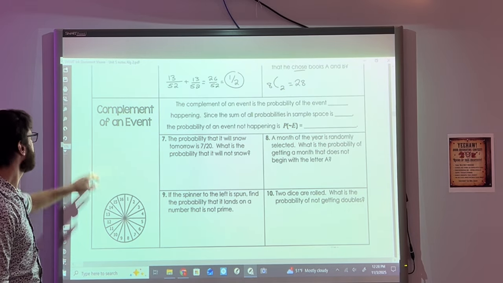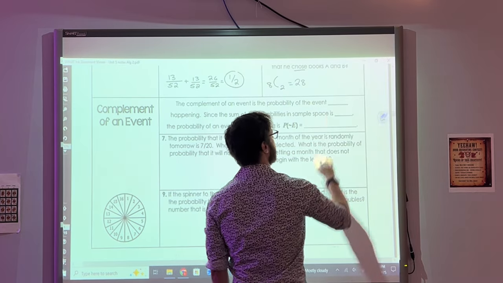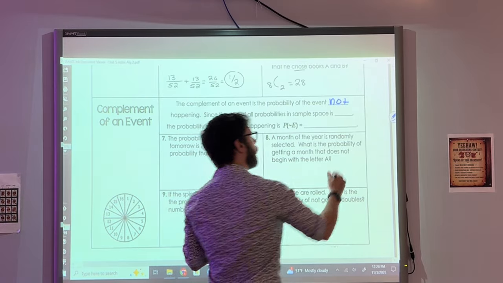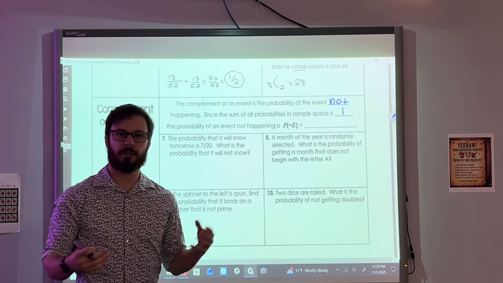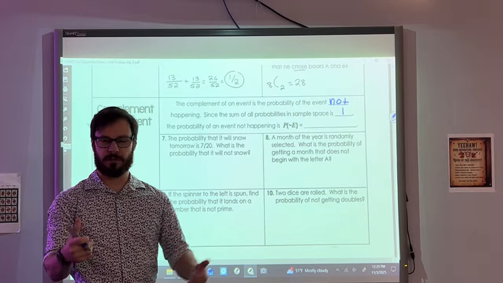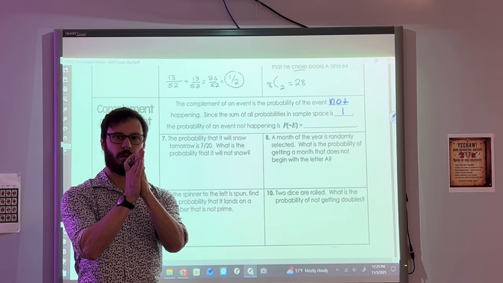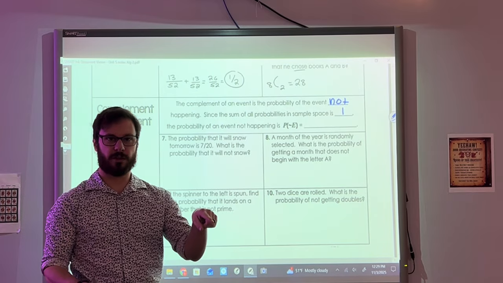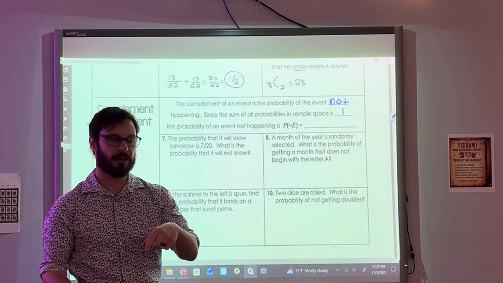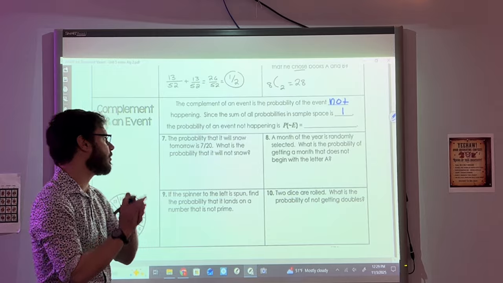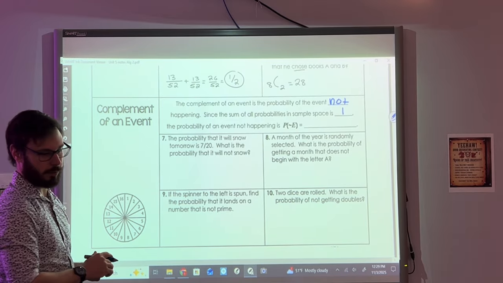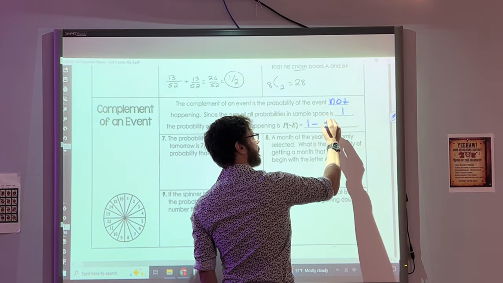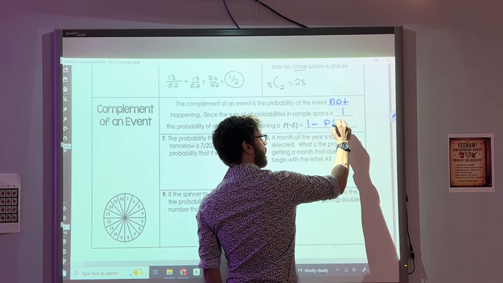Okay, complement event. The complement of an event is the probability an event will not happen. Since the sum of all probabilities in the sample space is 1, think about that coin again. Half of the time it's heads, half of the time it's tails. 1/2 plus 1/2 equals 1. Or rolling a die, it's either 1, 2, 3, 4, 5, or 6. 1 out of 6 is a 1, 1 out of 6 is a 2, 1 out of 6 is a 3. All the sixths together give you 6 sixths, which is 1. The probability of the complement, the event not happening, is 1 minus the probability of the event.